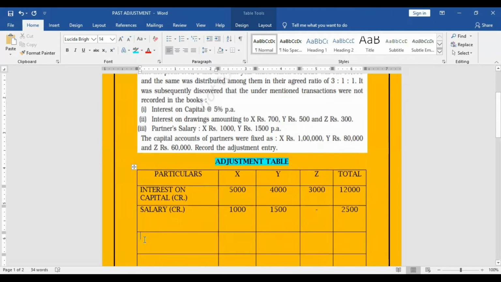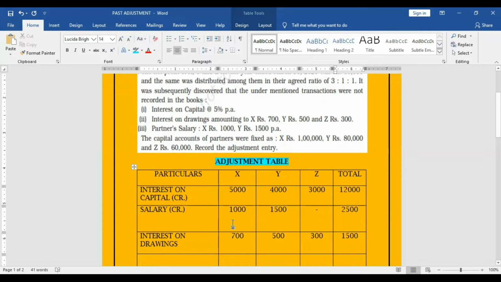Next is the debit item, interest on drawing. The amount itself they have given. For X, it is 700. For Y, it is 500. For Z, it is 300. So it is 7 plus 5 plus 3, which is 1,500.